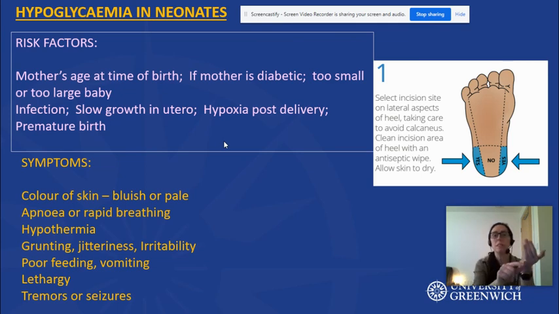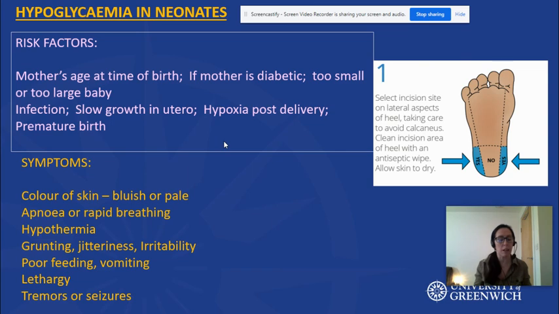So mother's age at the time of birth, mother being diabetic, tiny babies, big babies. If they've had previous infections, or if their growth while they were in the womb was slow. You'll find this in the notes, it will say baby's height, and it'll be like 3 millimeters under average or something like that. It will have comparisons to average, and that will be documented throughout their notes. So any type of hypoxia post delivery, what can cause that?